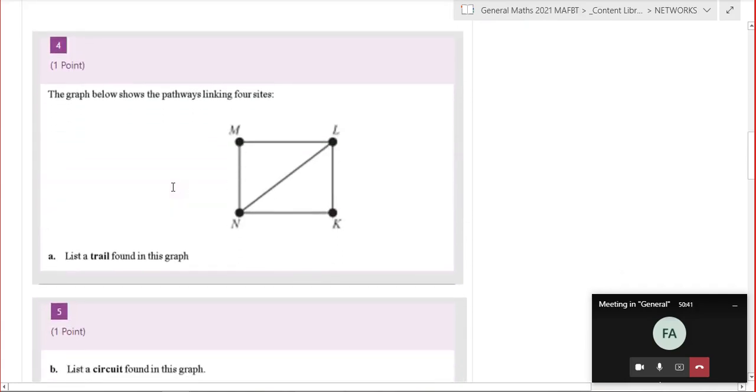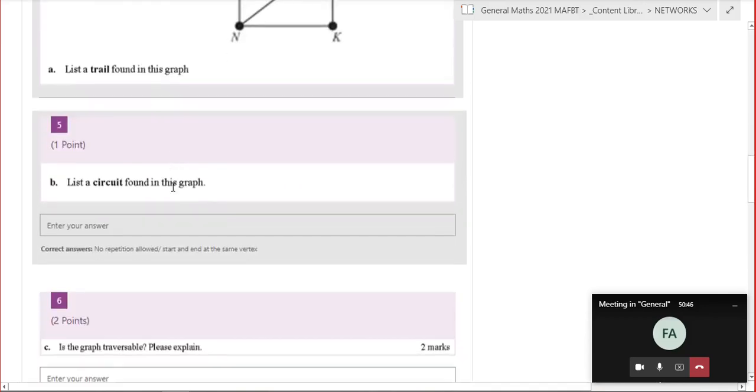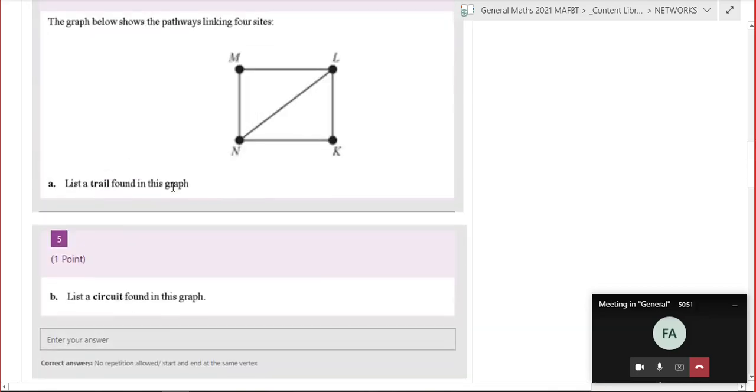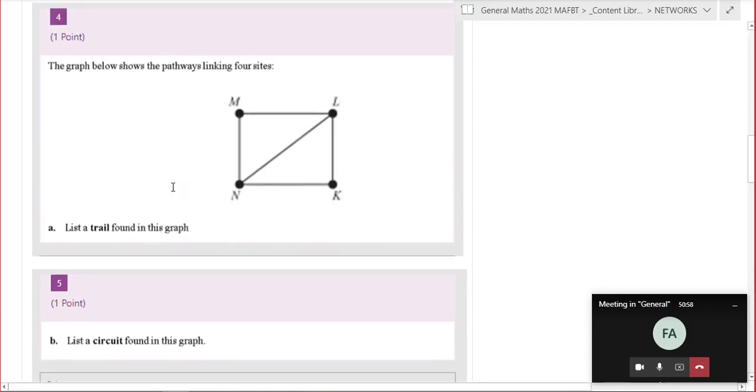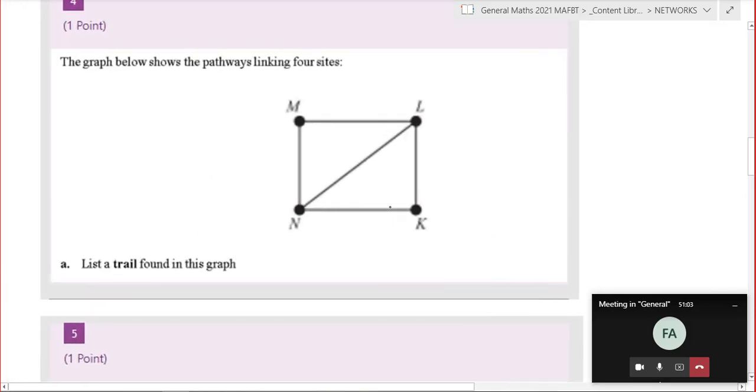Question 4, the graph below shows the pathways linking 4 sites. List a trail found in this graph. Now, this is those, I think, 5 words that we learned before. Trail, path, circuit, cycle, and there was another one. Can't remember it. Trail, path, circuit, and walk, sorry. But walk sort of is like a free for all, you can go anywhere. All right, remember a trail, okay, just means no repeated edges. Okay, so you can actually go anywhere, you just can't repeat an edge, okay?